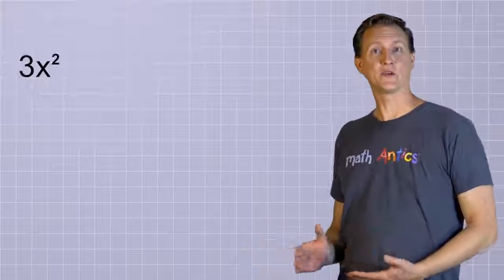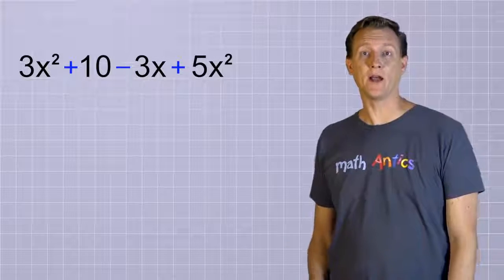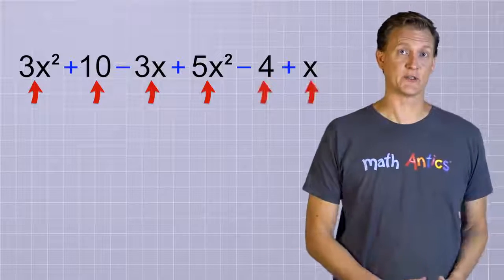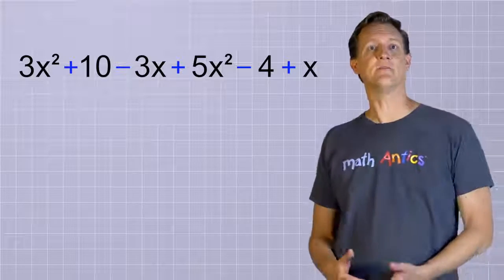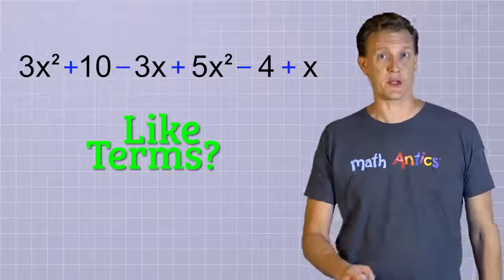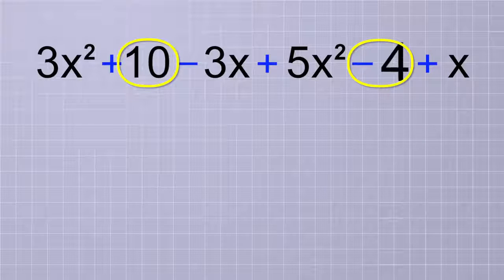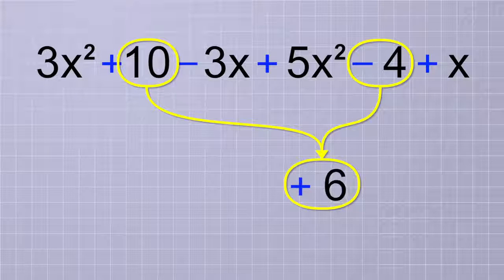Ready for an even more complicated polynomial? 3x squared plus 10 minus 3x plus 5x squared minus 4 plus x. This polynomial has 6 terms. And when you get a long polynomial like this, the first thing to do is look to see if any of the terms are like terms so you can combine them. Well, right away you may notice that there's 2 constant terms in this polynomial, positive 10 and negative 4. So let's start by combining them into a single constant term, positive 6, since 10 minus 4 equals 6.